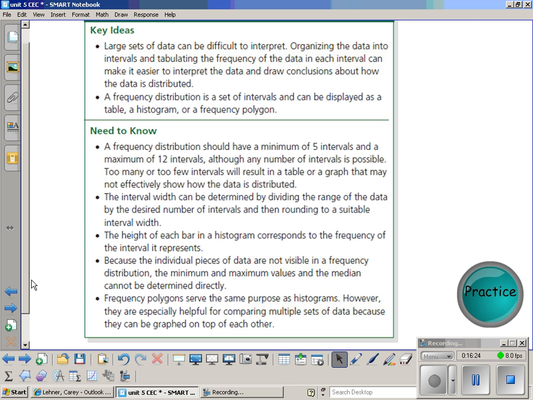Because the individual pieces of data are not visible in a frequency distribution, all we know is how many are in the interval. We don't know what those actual values are. The minimum and maximum values and the median cannot be determined directly. And frequency polygons serve the same purpose as a histogram. However, they are especially helpful for comparing multiple sets of data because they can be graphed on top of each other.